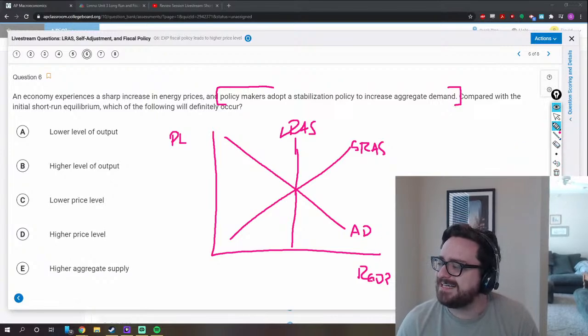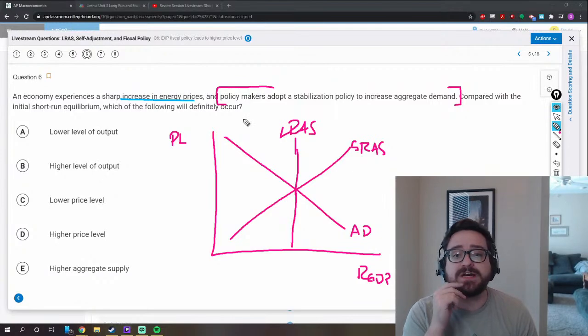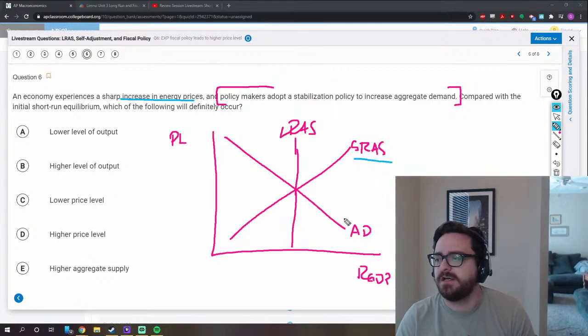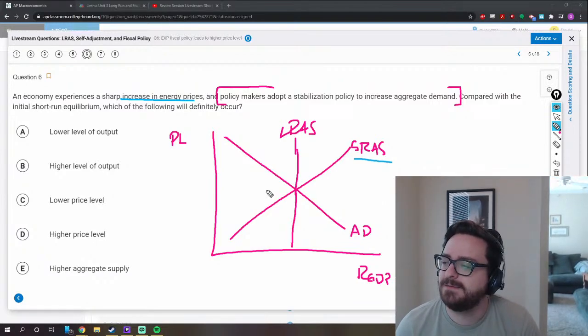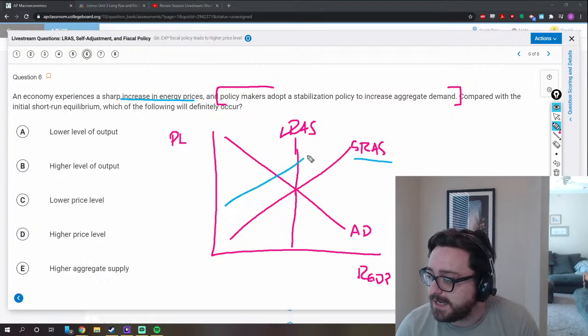So if I'm looking at this, it tells me that there's a sharp increase in energy prices. Energy prices is a supply shifter because it factors into your cost of production. If I'm a business paying more for my energy, that means I cannot produce as much of my goods. So supply drops.